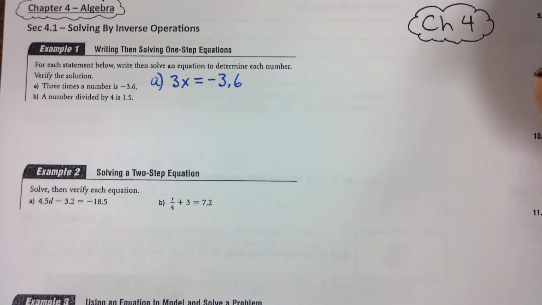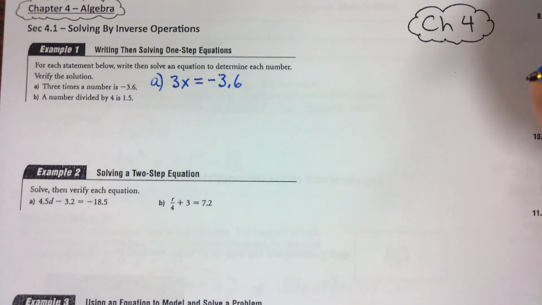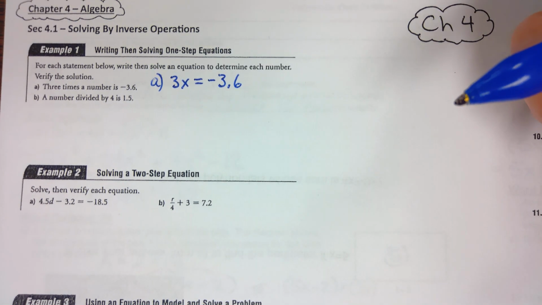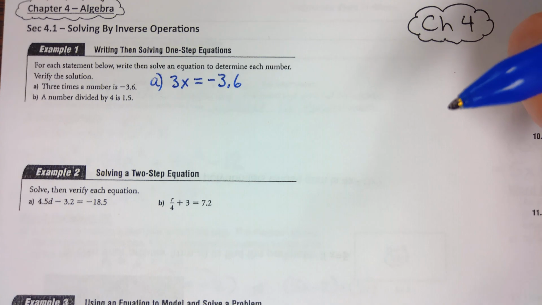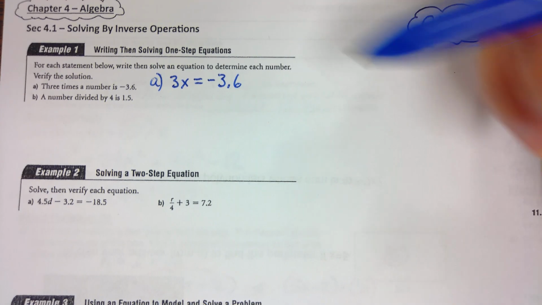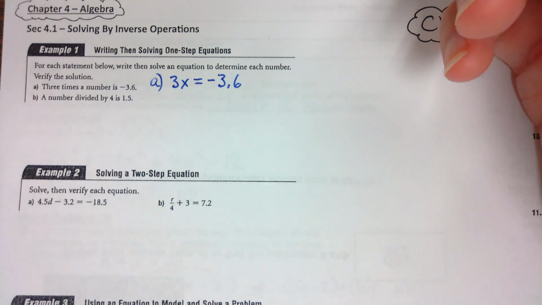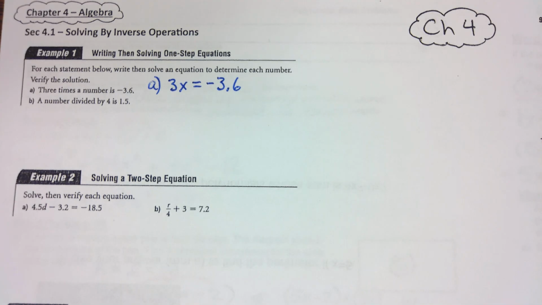If you don't know any algebra and you're just thinking logically, what is x? 3 times a number would give you negative 3.6. Negative 1.2, right, because if you just think logically, 3 times 1.2 would give you that 3.6. Now, mathematically, we just divide. Okay, why do we divide?